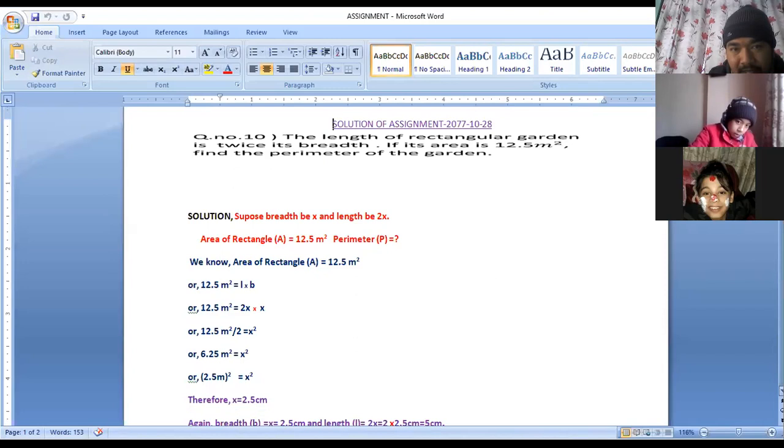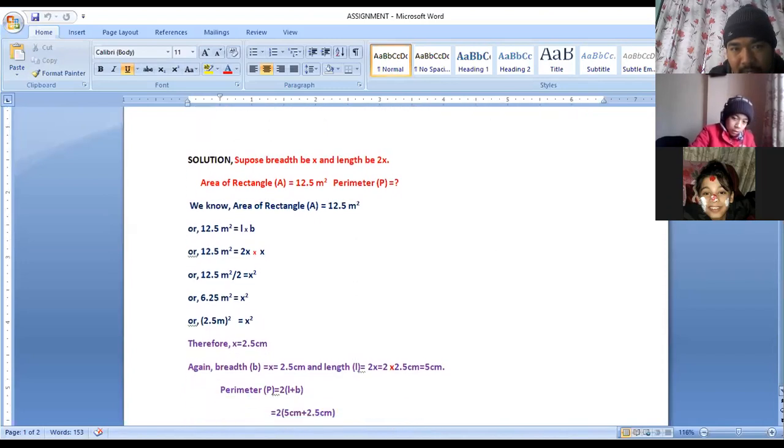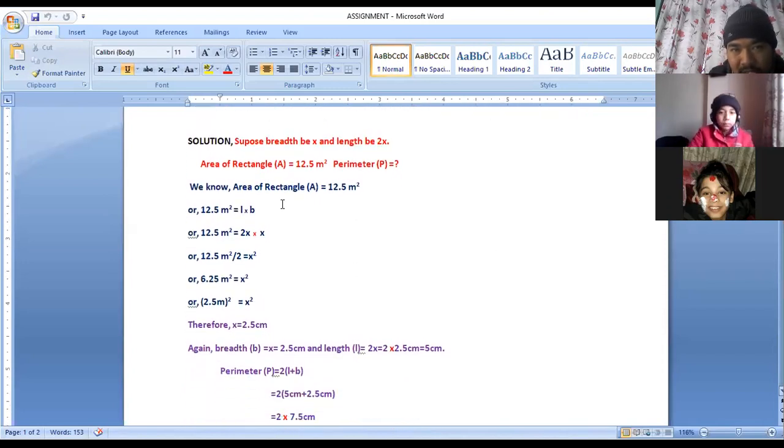And according to the question, we have to do the solution, look here. Suppose breadth be x. If breadth is x, then length is twice, which means 2x. Here the area of the rectangle is given as 12.5 meters square. Perimeter equals what?